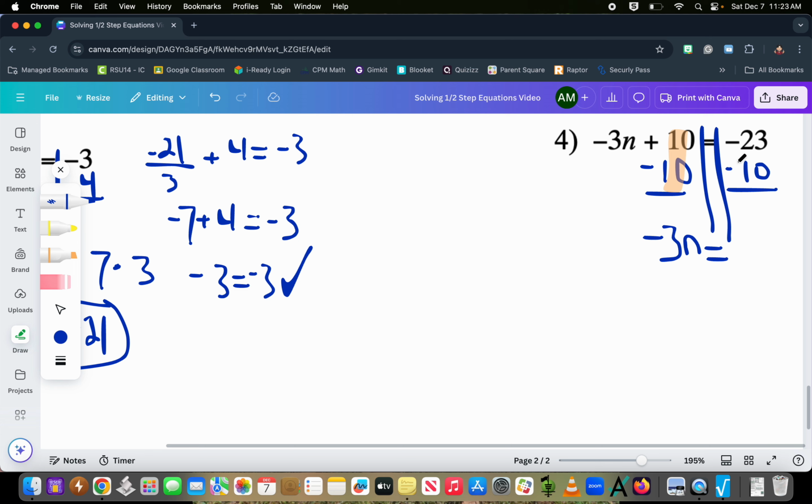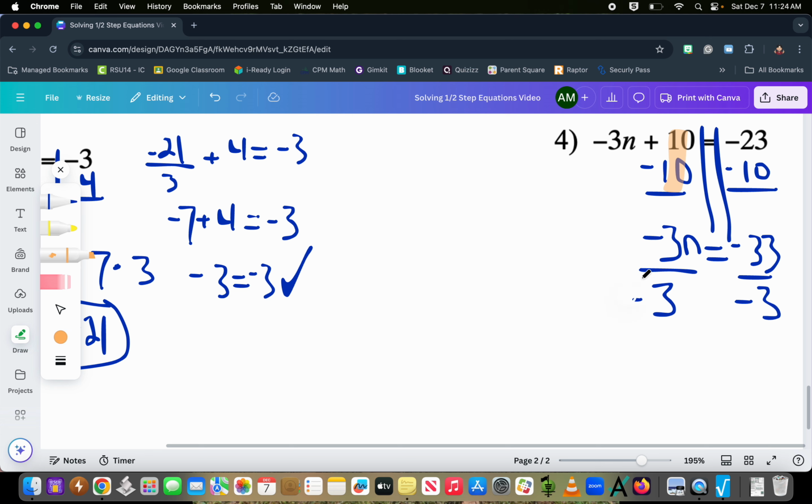Same sign, sum. So 23 plus 10 is 33. They're both negative, so they're going to stay negative because we're adding or subtracting. Last step, inverse operation. So I have negative 3 times n equals negative 33. Well, the opposite of multiplication is division. And again, I need to make sure it is a negative 3, so I need to divide both sides by negative 3.